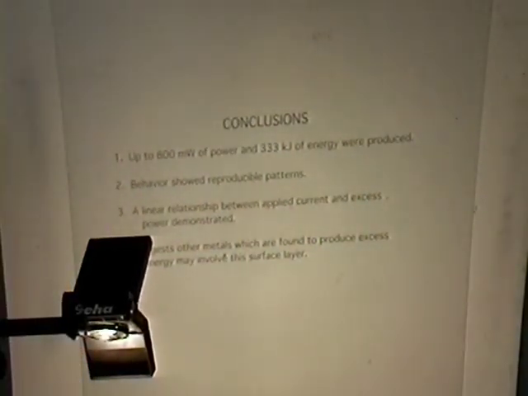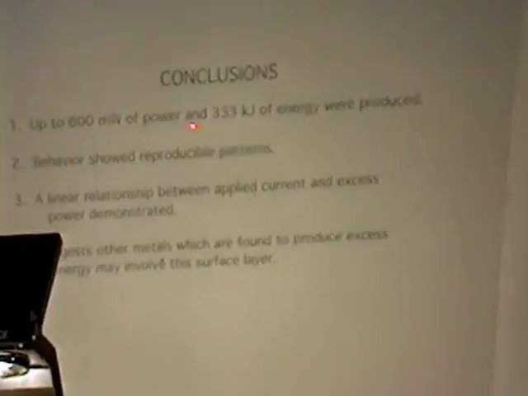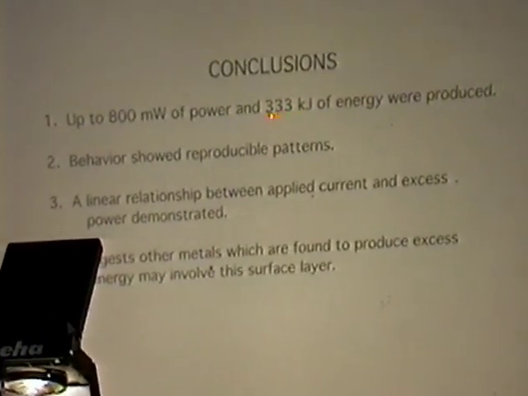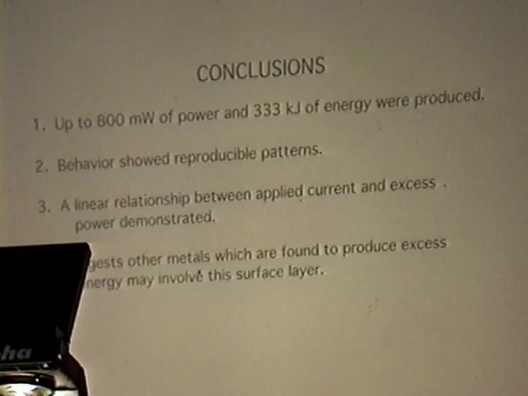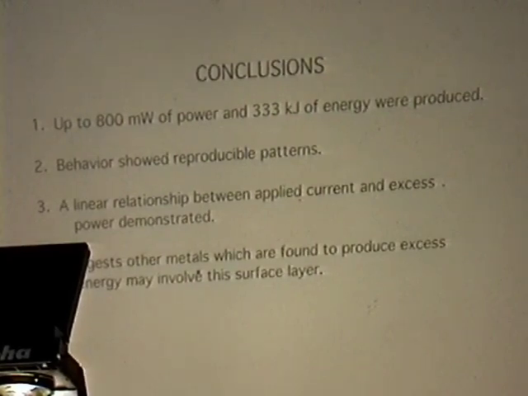Well, let's get to the conclusions here. Up to 800 milliwatts of power, that was 333 kilojoules of total energy produced by this particular sample. The behavior showed completely reproducible patterns. There's a linear relationship between applied current and excess power. And it suggests that other metals which are found to produce excess energy may involve this surface layer.